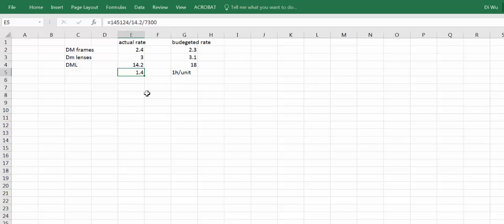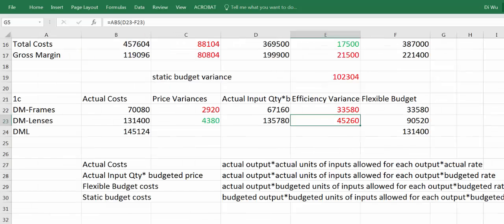So for every unit, it will take about 1.4 hours in the actual operations, but the budgeted rate is, we believe that, when we make a budget, about 1 hour to complete one unit. Okay, so you can see the efficiency problems arising there. But anyway, now let's go back to sheet 1 to figure out the number in the middle.